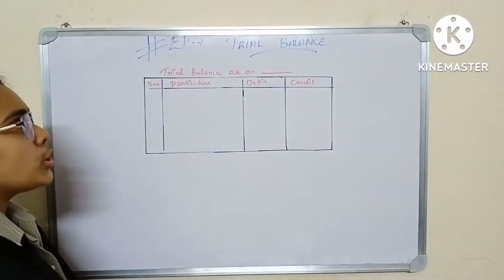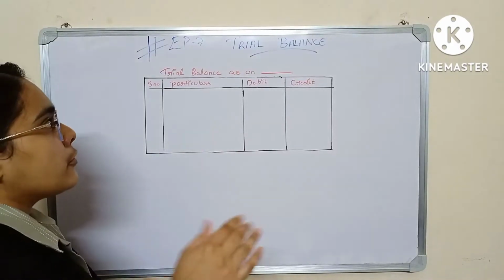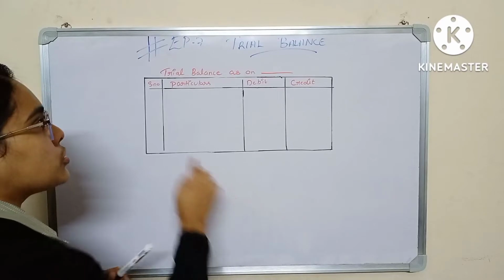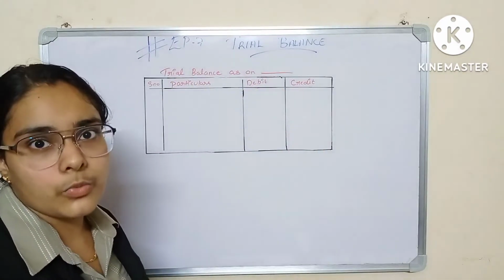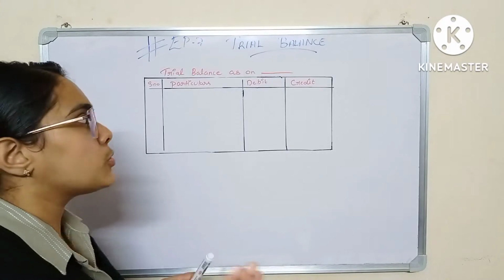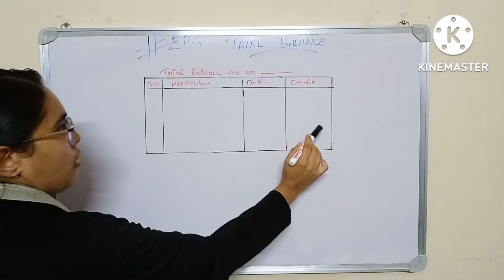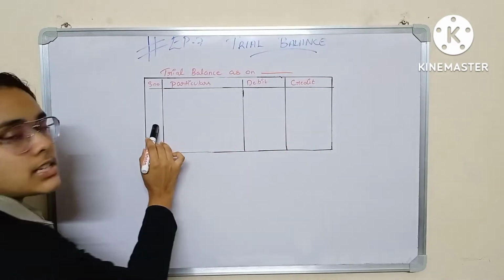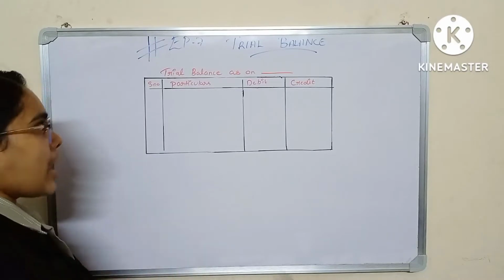Here on the board you can see that I have written the format. For a trial balance you should give the heading first: Trial Balance as on, and the date on which you are preparing the trial balance should be given on top. Then I have provided four columns. The first one is the serial number column, to note the number of items appearing in the trial balance.